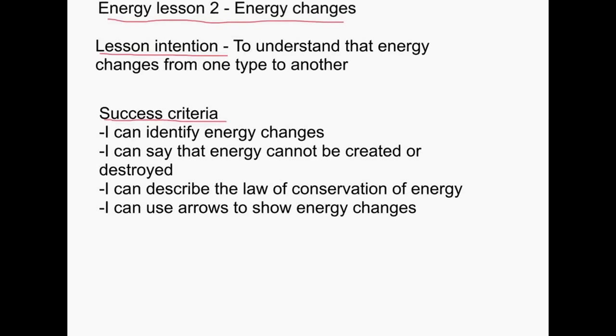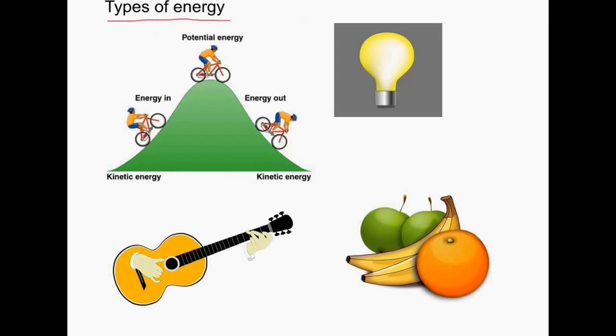The success criteria, which are the things that you need to be able to do by the end of the lesson, are to be able to identify energy changes, to be able to say that energy cannot be created or destroyed, to be able to describe the law of conservation of energy, and also use arrows to show energy changes. These are the things that you should be able to do by the end of this lesson. So let's just have a recap of last lesson first of all.